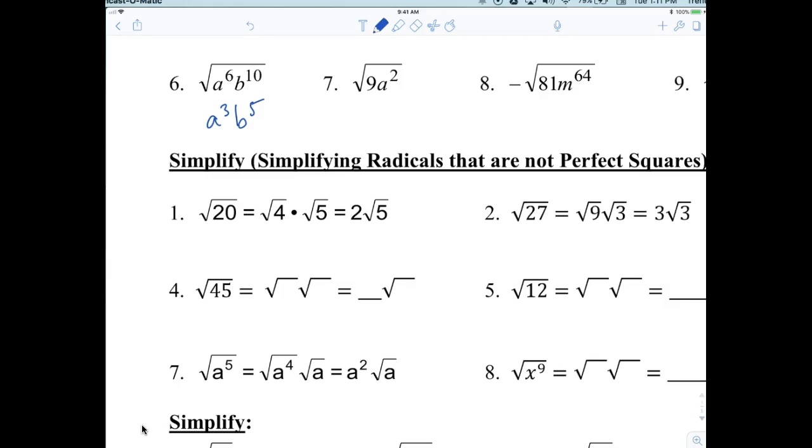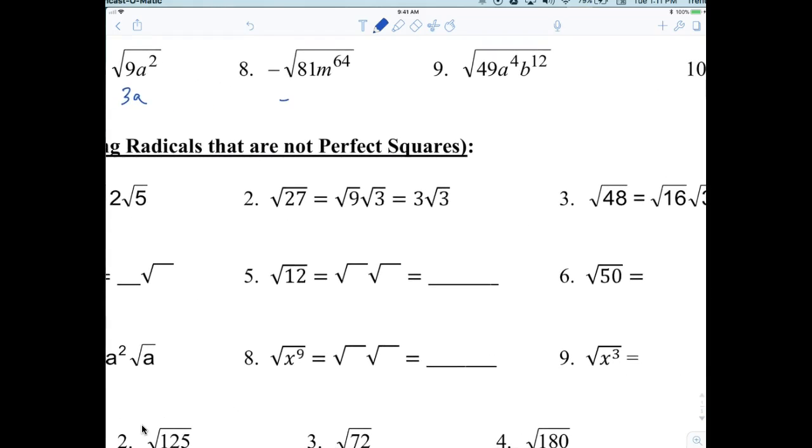Number 7 would be what? 3A. Number 8. Negative 9. 8. 30 seconds. There you go. Again, you can see how they can kind of throw you off a little bit. Remember, all of your exponents are divided by 2. All right, so number 9 would be what?